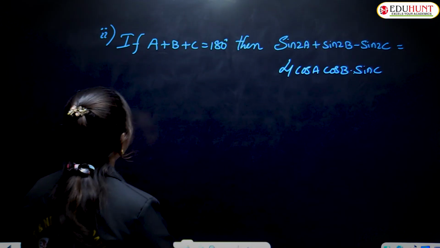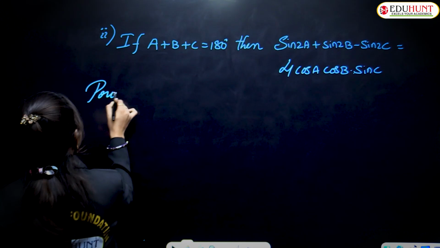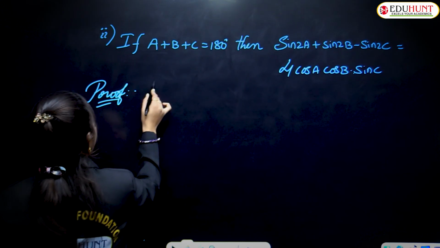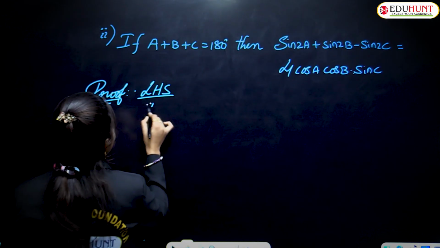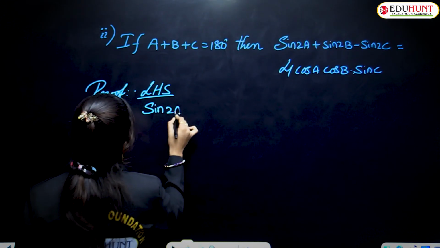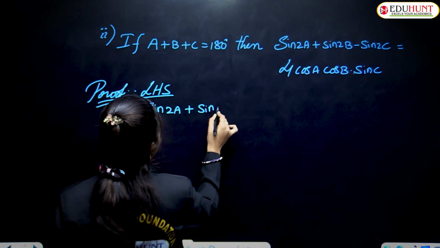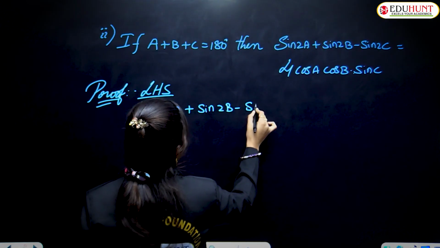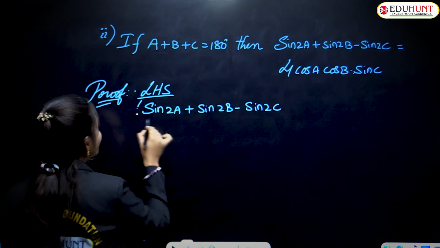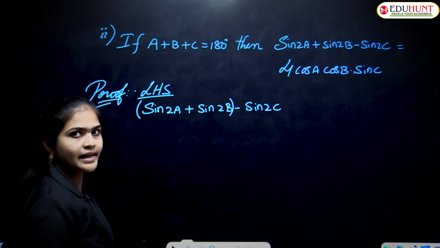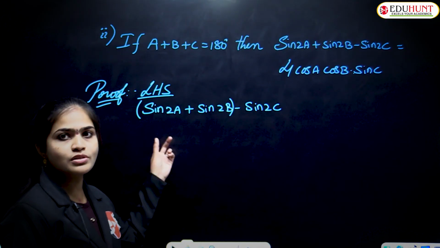So let us see the proof here. What is the proof? Again I am going to take the LHS. What is the LHS here? Sin 2A plus sin 2B minus sin 2C. So this is the LHS. Again I want to combine these two, so here I need to write the formula. What formula did we use in the first proof?